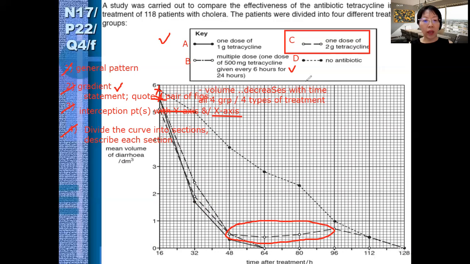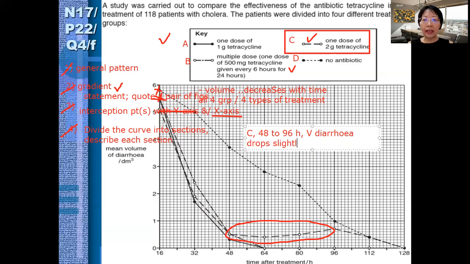So what I'm going to say is, for treatment, so what is this treatment here? You look at the dashed line, so it's treatment C. So for treatment C, what happened is that from timing 48 to 96 hours after the treatment starts, the volume of diarrhea drops slightly and increases further. You can see that it actually dropped slightly and then it increased further.